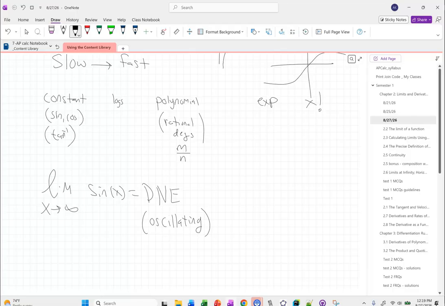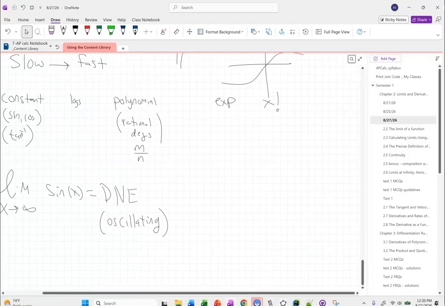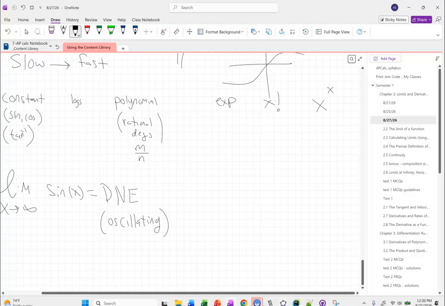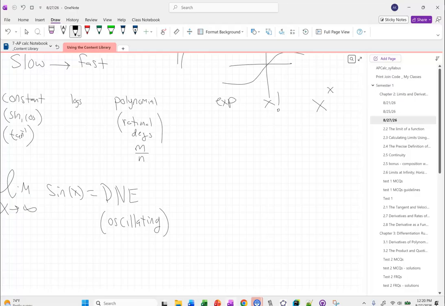Factorials, we did talk about factorial. That was the thing after this. How about x to the x? That's not polynomial, it's not exponential, it's something different. That's the fastest growing thing you can get.